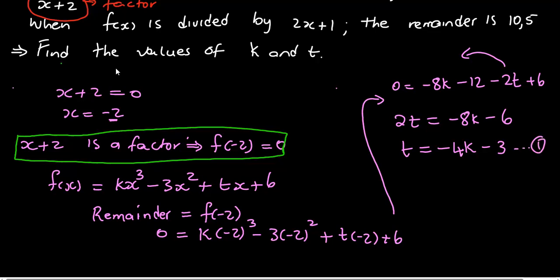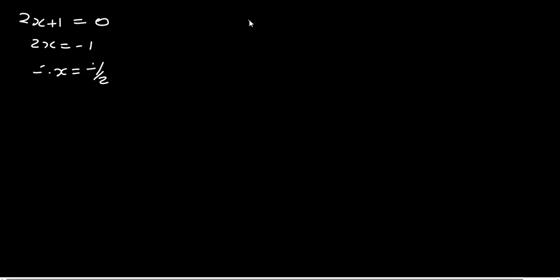So now we're going to use the next statement to find the second equation. The next statement says that when f(x) is divided by 2x + 1, the remainder is 10.5. We need to take the 2x + 1, equate it to 0 and solve for x. That's the first thing that we're going to do. So 2x + 1 = 0, therefore 2x = -1. What is x equal to? Just -1/2.